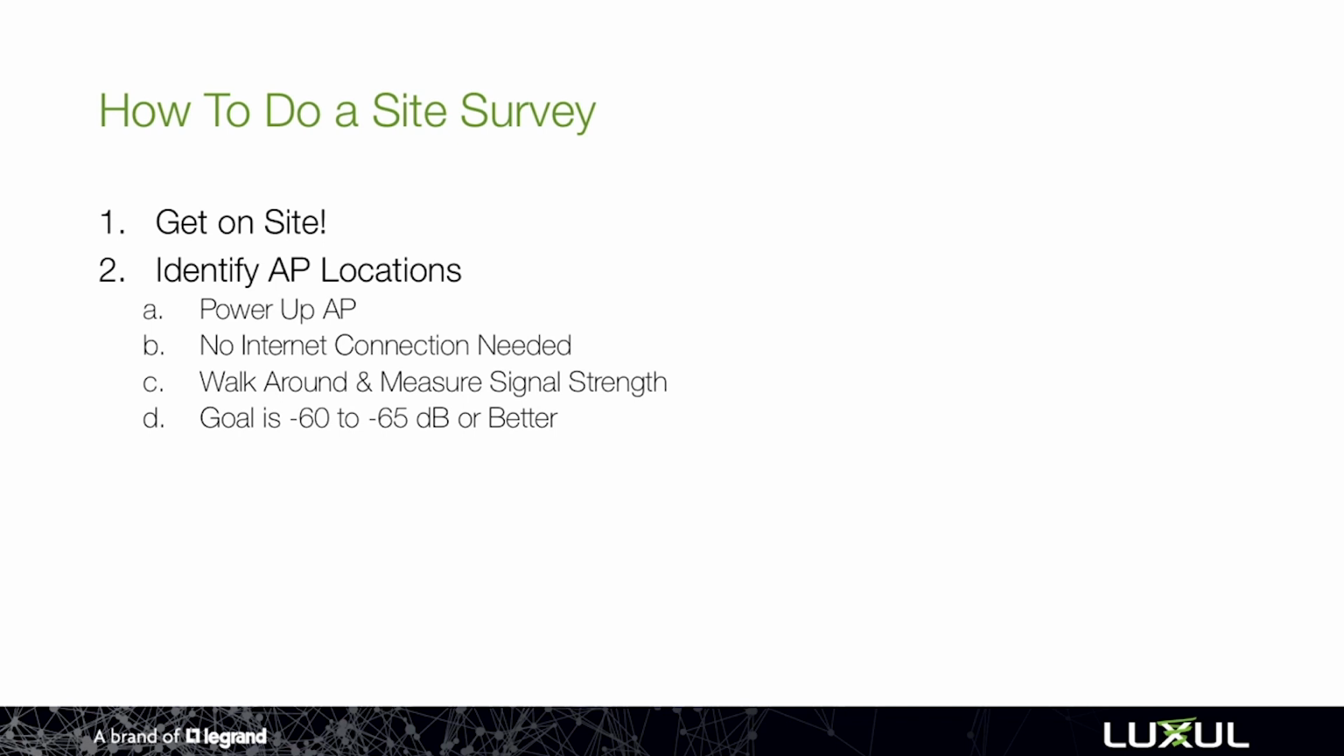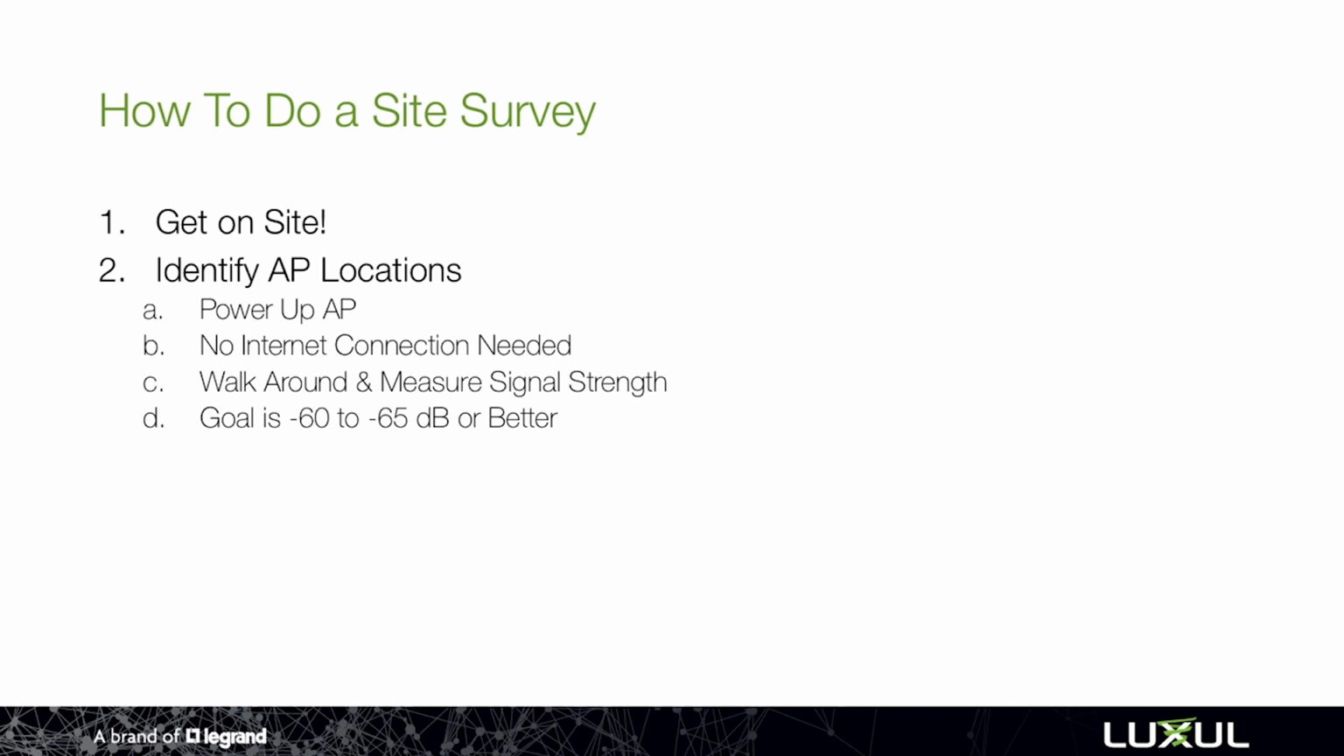This enables you to be able to know what kind of Wi-Fi coverage you're going to get before you finalize the installation. Now, an important point to remember here is that you do not need an internet connection in order to do this. In fact, you don't even have to mount the access point where you're going to put it. If you're doing this on a temporary basis before you finalize your installation, you can grab an Ethernet cable and temporarily drag it across the floor and plug the access point in the location that you would eventually mount it.